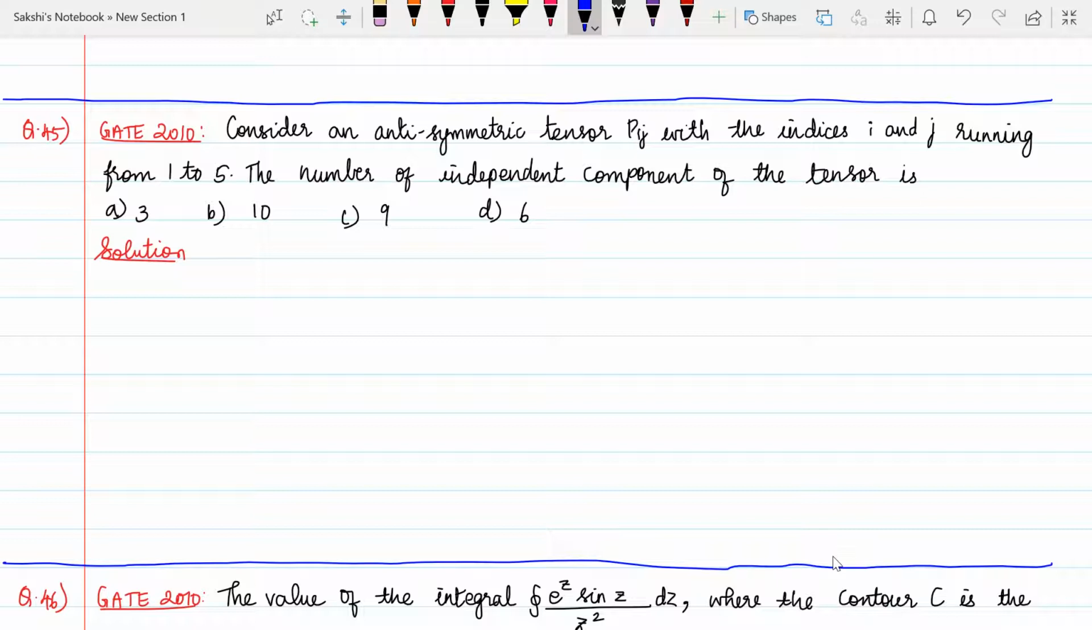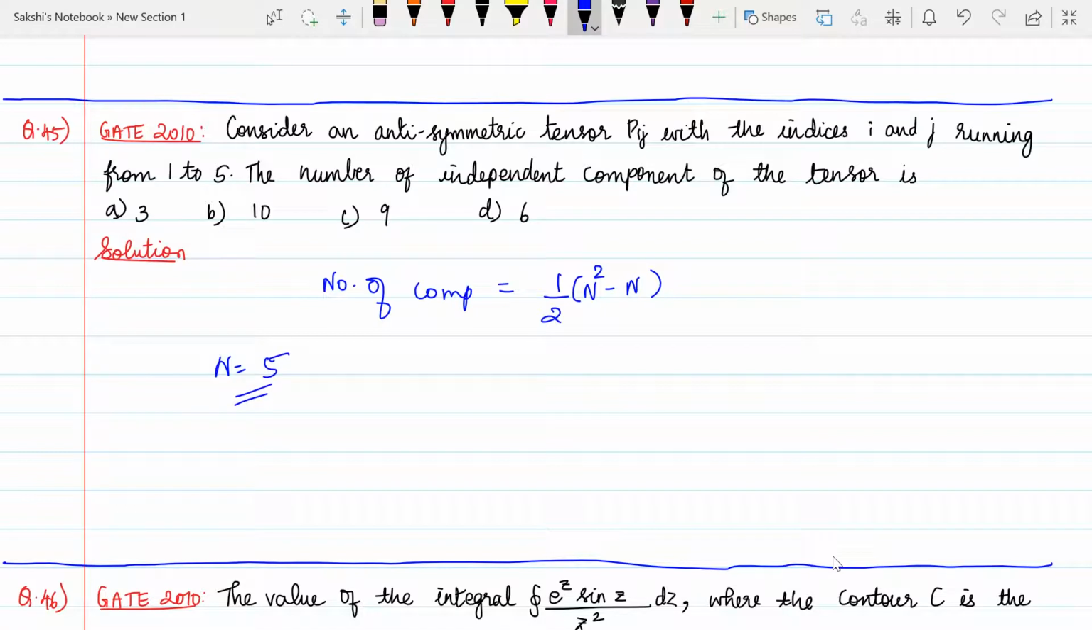In order to find the number of components of an anti-symmetric tensor, here it is a tensor, it can be a matrix too, so there is nothing much difference. I have already given a formula for you for anti-symmetric and symmetric. This is an anti-symmetric matrix, so the number of components will be half into n square minus n. Here n is 5.